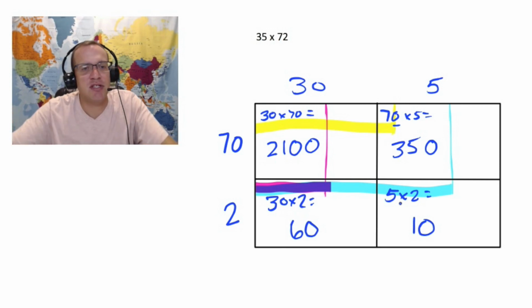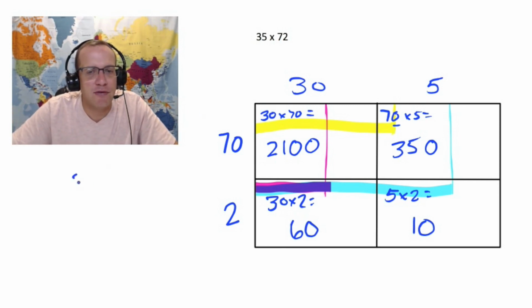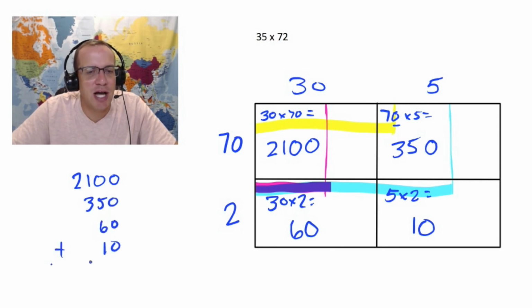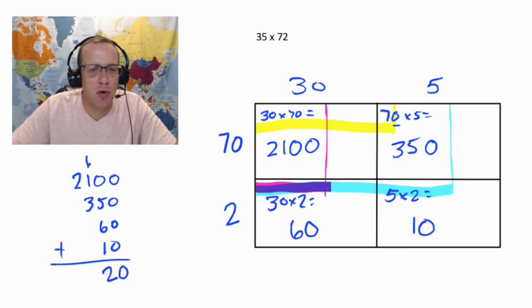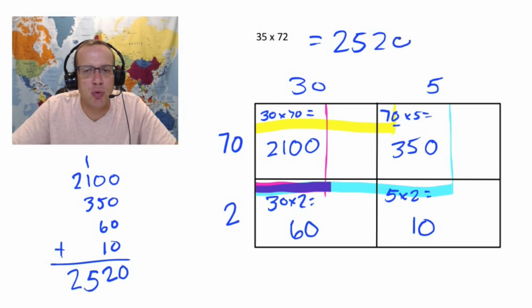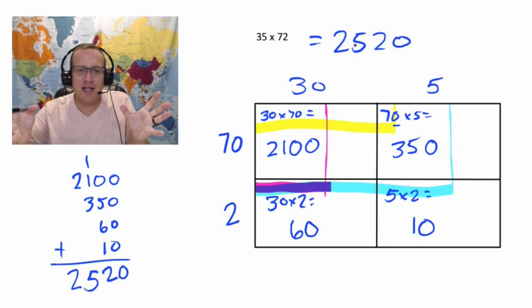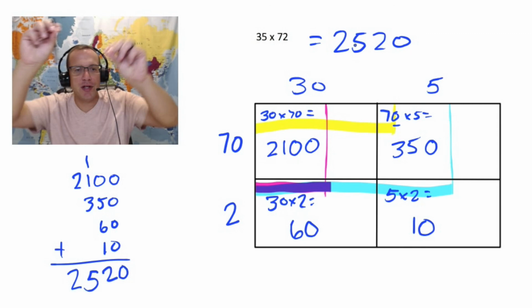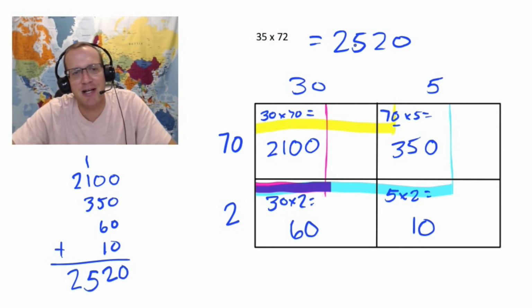So our last step is to go ahead and add up all these numbers. We have 2100, 350, 60, and 10. So we can simply add them all together. We have 0 in the ones. We have 5 plus 6 is 11. One more is 12, and we're going to carry the 1. We have 1, 2, 3, 4, 5 in the hundreds and 2 in the thousands. So our answer is 2,520. Okay, so what we're doing, again, is breaking up the number, filling out our boxes, and then adding it all back together again in the end.